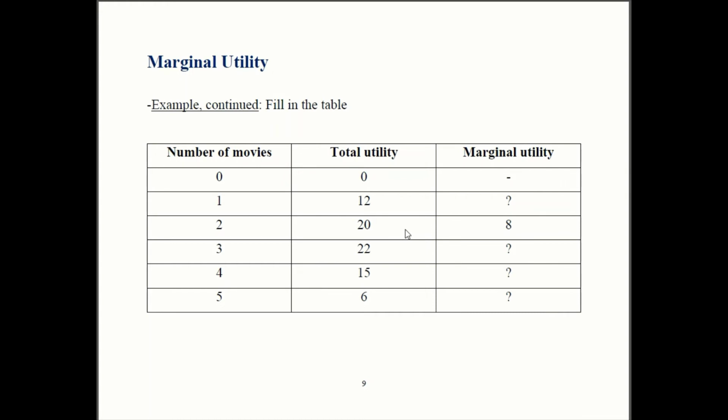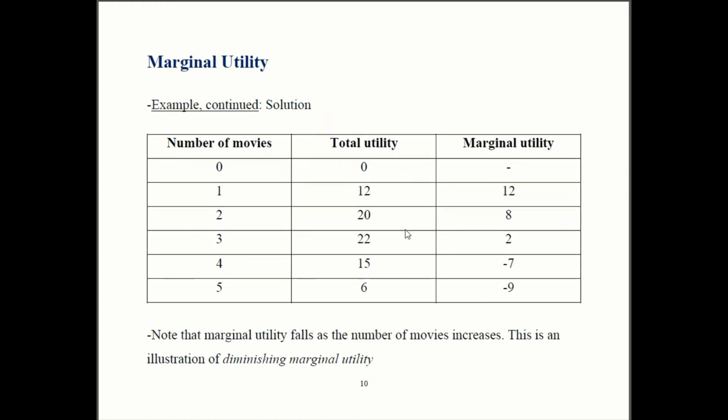Alright, I'll assume you've worked through the problem by now. So here's the rest of the table. When you see 0 movies, you're getting 0 utility. That rises to 12 when you see a first movie, so the marginal utility of movie number 1 is 12. 0 plus 12 is 12. I gave you this one here, 12 plus 8 is 20. If you watch a third movie, total utility goes up to 22. That's an increase of 2. 20 plus 2 is 22.